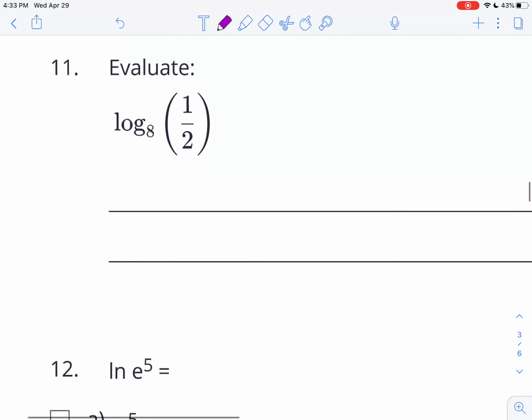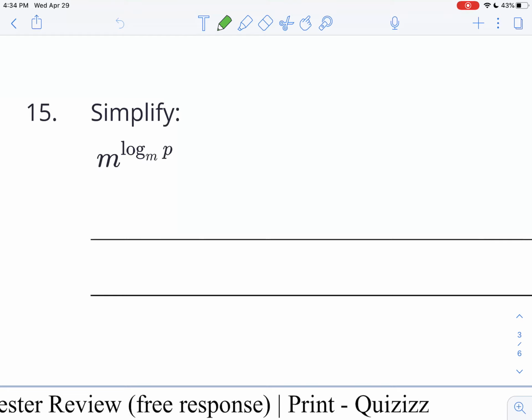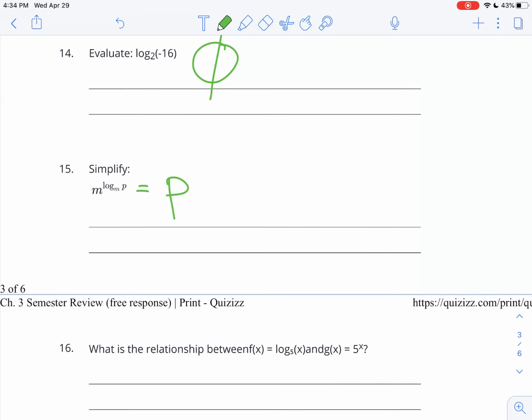Okay, another special property from your 3.2 day 1 notes. So again, the secret here is that those bases are the same. So these are inverse functions. They undo each other. So the answer is just p. So whatever's right there is the answer.